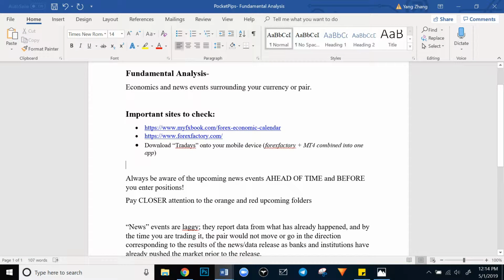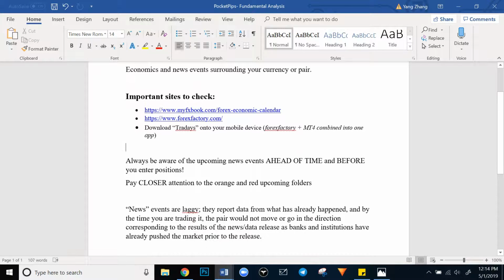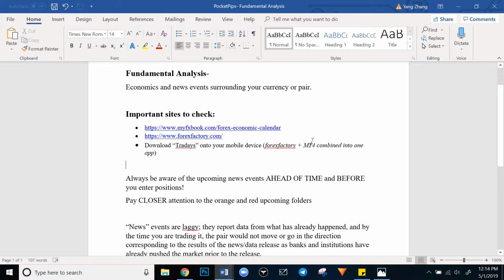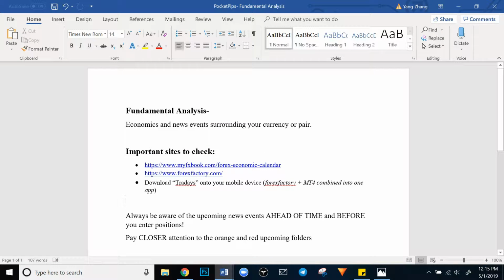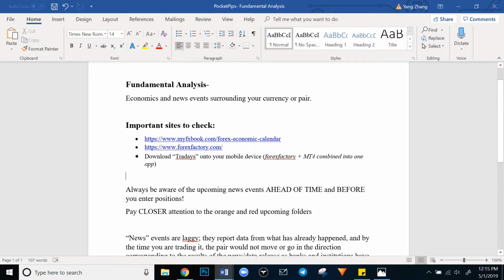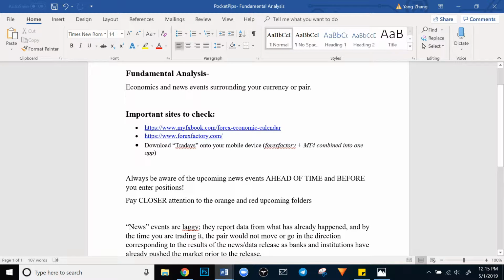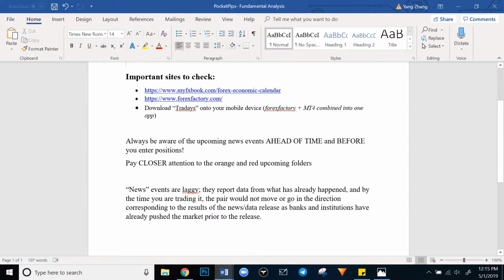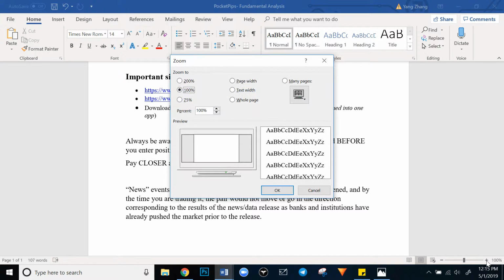Fundamental analysis is the economic and news events surrounding your currency or your pair. So it's like your news. It's not technical analysis. It is more like politics and news surrounding your pair, like Brexit, like Iran oil sanctions, things like that. Things that do not happen on the charts, things that happen in real life. Important sites to check.